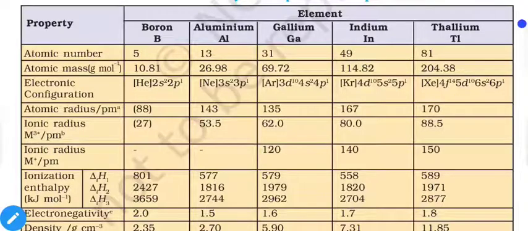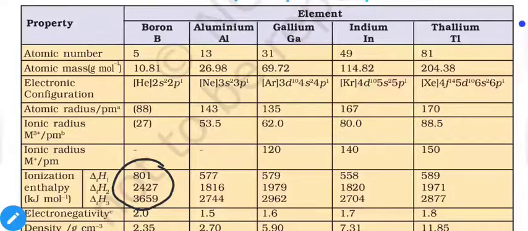If we check this table, as we can see, the ionization enthalpy of boron is comparatively high. So the usual nature of boron is to form covalent compounds, because ionization of boron requires a comparatively high amount of energy. That's why boron forms covalent compounds.